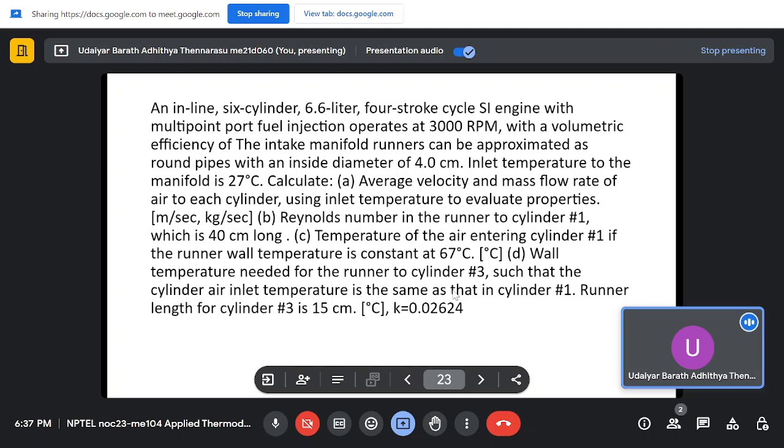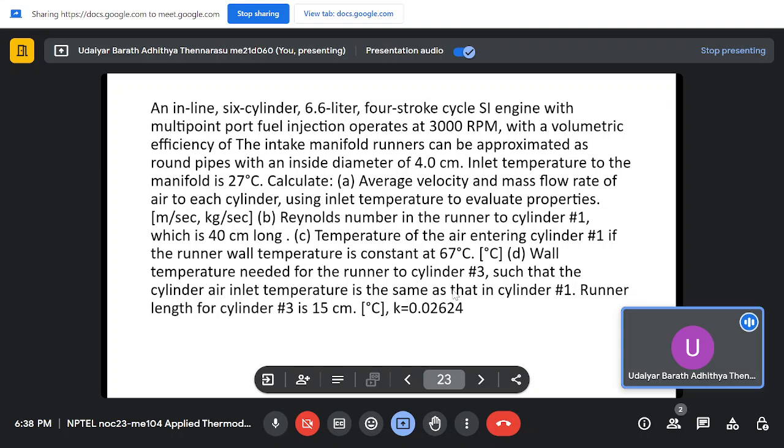So the next question is an inline 6-cylinder. Inline means the cylinders are arranged in a line. It's not put in a V shape or something. It's all in a single line. So we have 6 cylinders, and the capacity is 6.6 liters. So 6 cylinders of 6.6 liters. It's operating on a 4-stroke cycle SI engine with multi-point port fuel injection. This operates at 3000 rpm.